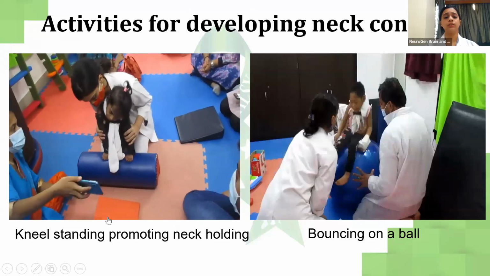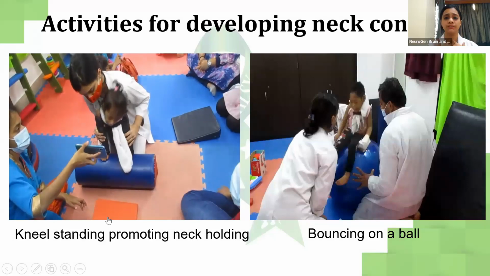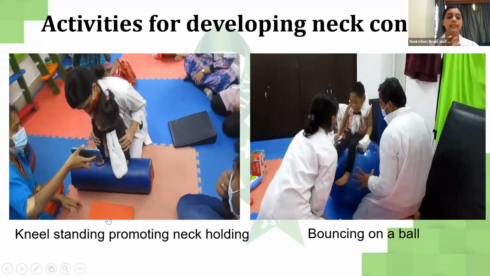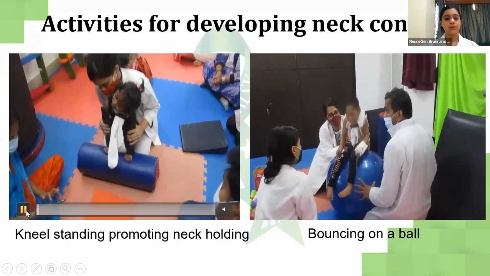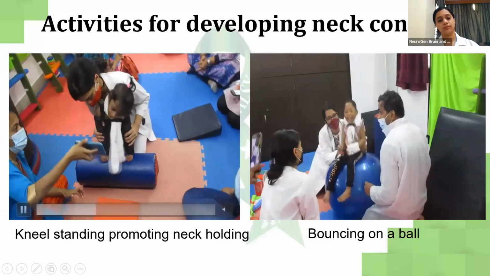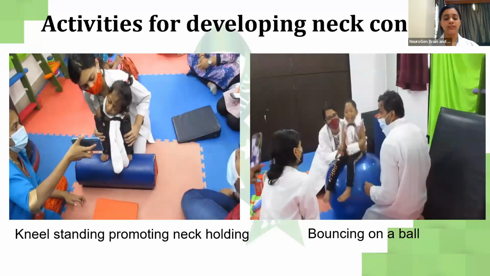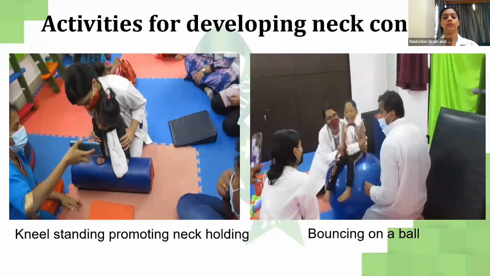Now, moving on to the activities, what can be given for a child to develop or achieve neck control. Kneel standing can promote neck holding. In this, we have just made a child attain a kneel standing position, and with support, we're giving her visual cues. So if she is at least weight bearing on the hand, she tries to lift her neck up and look at the phone or the music she likes to listen to.